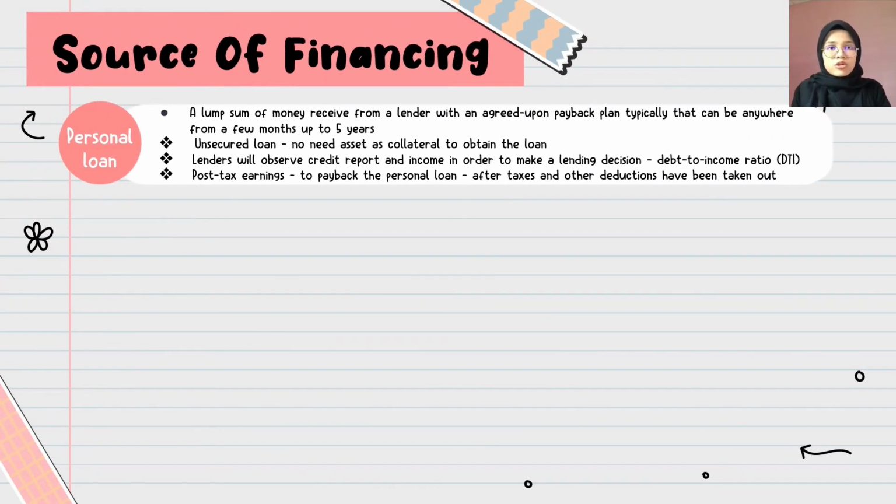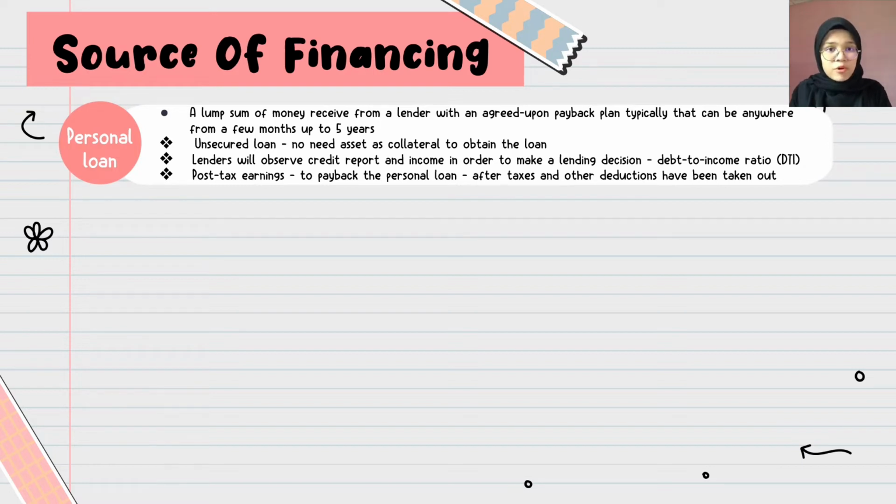Now, let's go to sources of financing for SMEs and the financial impact of different sources of finance on SMEs. The first source of financing for SMEs is a personal loan. A personal loan is a one-time payment received from a lender with a predetermined repayment schedule that normally ranges from a few months up to 5 years. A personal loan is an unsecured loan where assets are not required as collateral to obtain the loan. The borrower's credit report and income will be reviewed in order for lenders to determine personal loan eligibility.